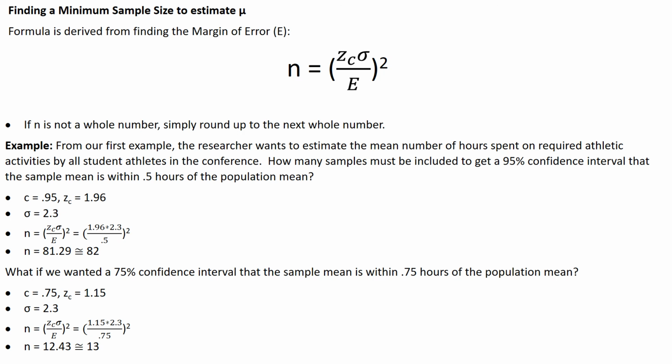What if it's 75%? 75% has a z-score, as we found a couple of pages ago, of 1.15. Same deviation, and it says instead of 0.5, it's 0.75 hours. So it's a wider range. So 1.15 times 2.3 divided by 0.75, all that squared is 12.43, or 13. So if we want a lower confidence interval and have a wider range for what is acceptable within the error, the sample size can be much smaller: 13 compared to the 82.